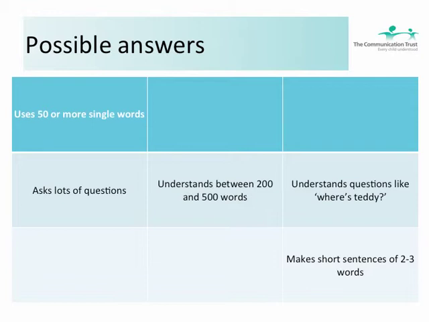So typically for 2-year-olds, you would hope that they're using 50 or more single words, asking lots of questions, and understanding between 200 and 500 words. If you remember what I said earlier, that understanding comes before talk, then that backs that up very clearly. That's actually a lot of words for a 2-year-old, but that's what the evidence shows. They understand simple but two-part questions, like where's Teddy, and are making short sentences of 2 to 3 words. So that's what we would expect children to be doing at 2.